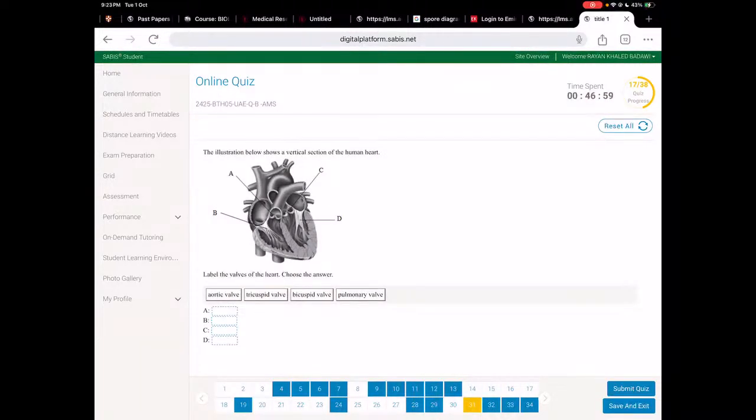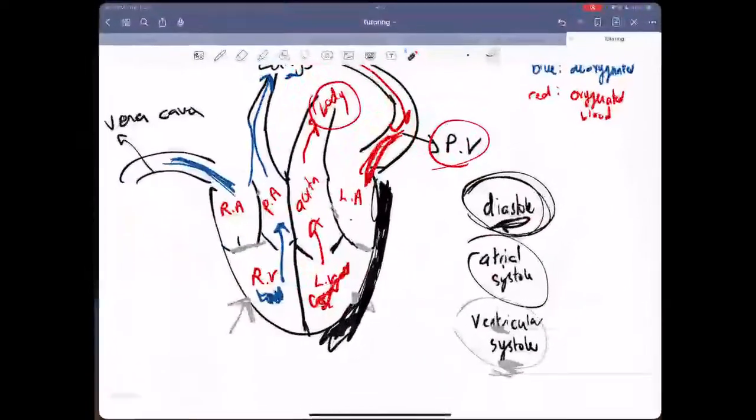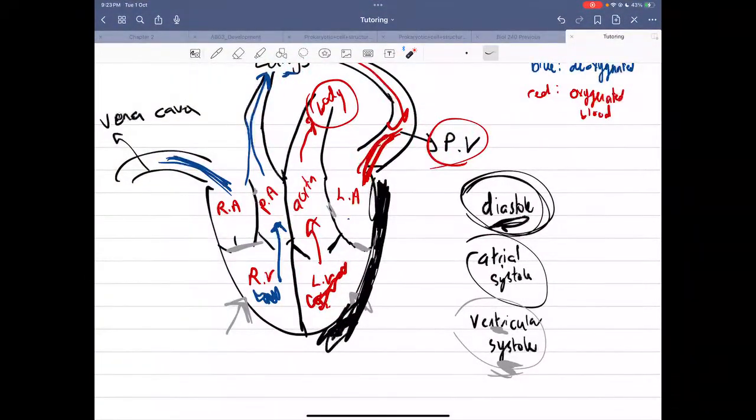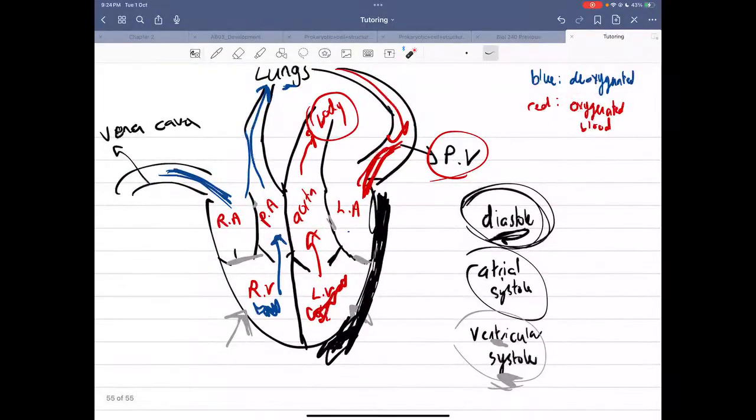So it's really important, guys. Really important. I'm going to go back to this. It's really important you know everything about this diagram. The valves, their locations. When do they open? When do they close? The cardiac cycle, okay? That the left side carries oxygenated blood, and that the right side carries deoxygenated blood, okay?